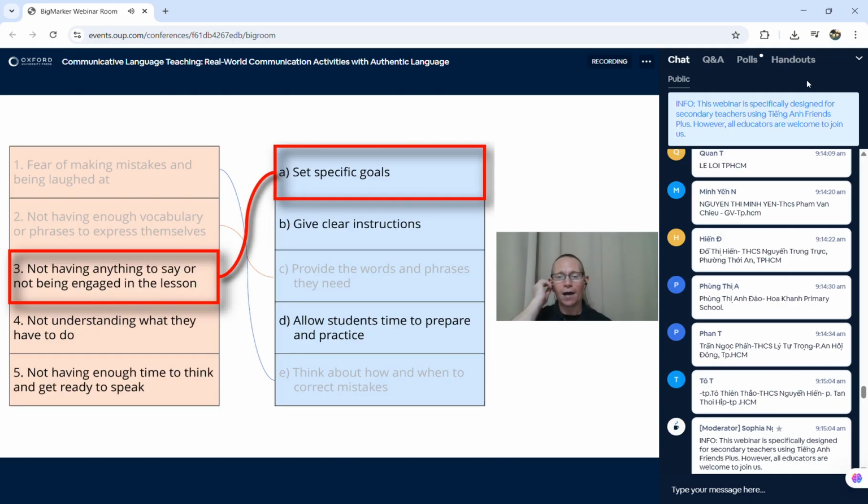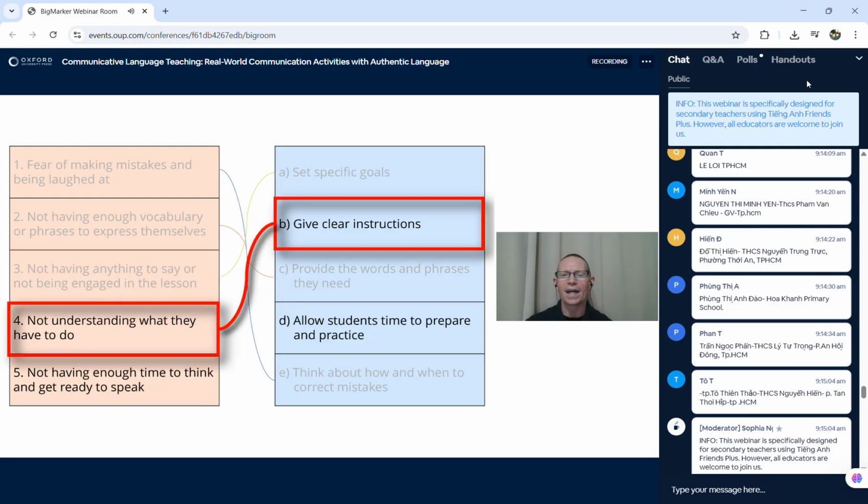In addition, interesting and engaging topics for teenage learners can be very useful. Now, number 4, many of you have chosen answer B, and that is indeed the answer that I was thinking of.